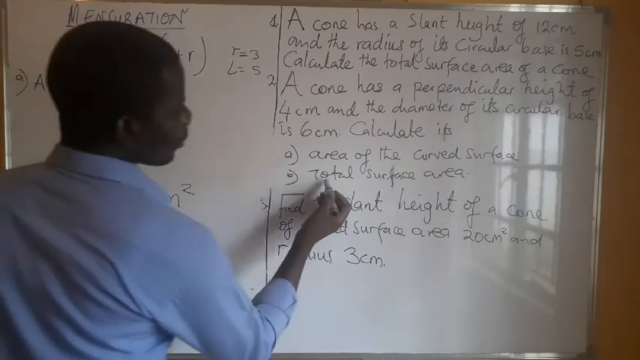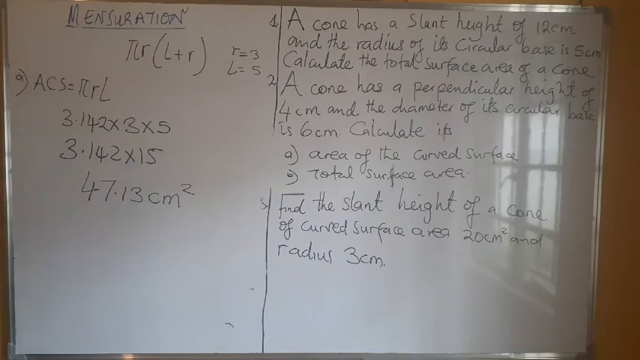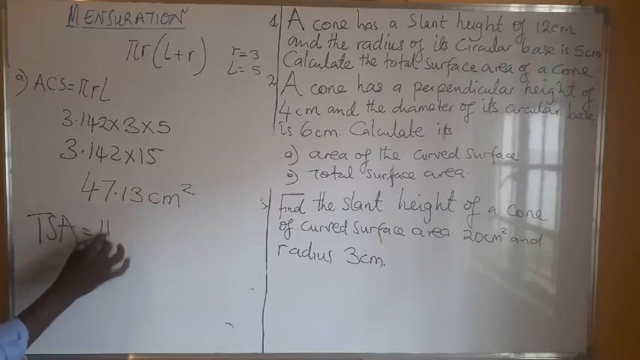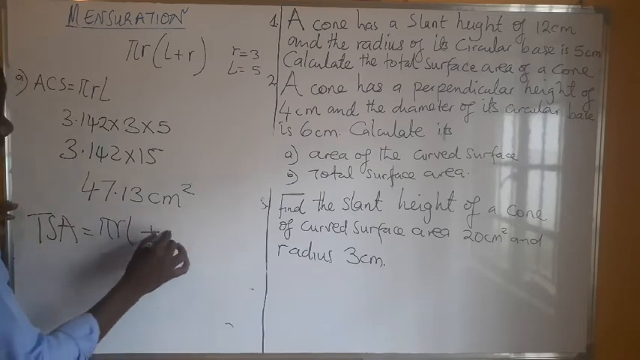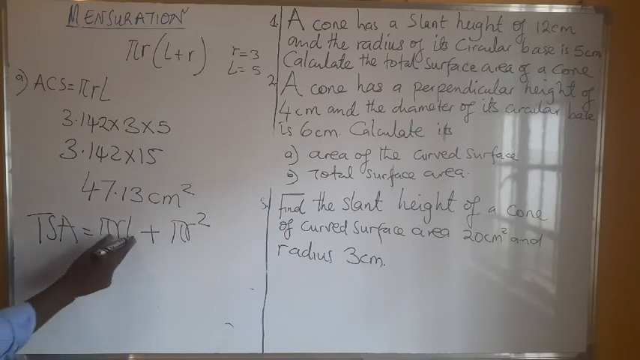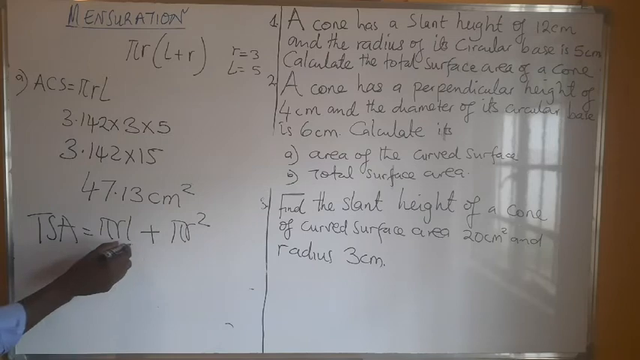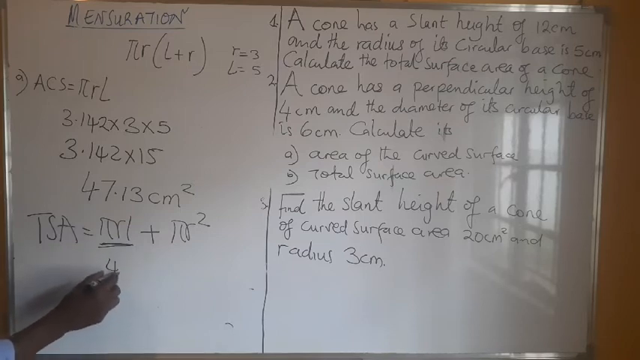Then now we want the total surface area of the cone. Remember that the total surface area of the cone is equal to the curved surface area plus the area of the circle. So this we have already found. What did we find here? We have already worked out this part here and we got 47.13.